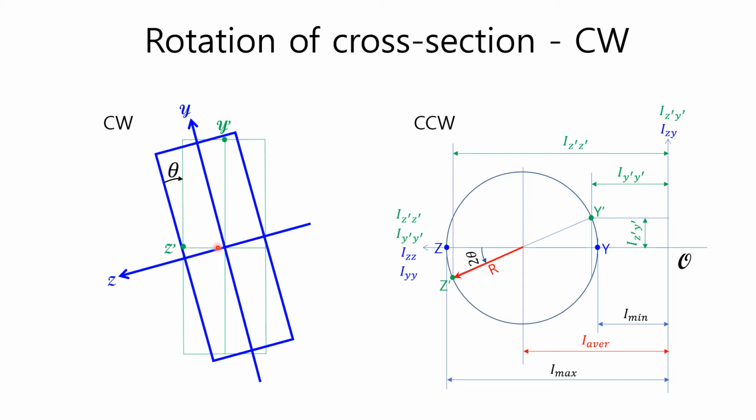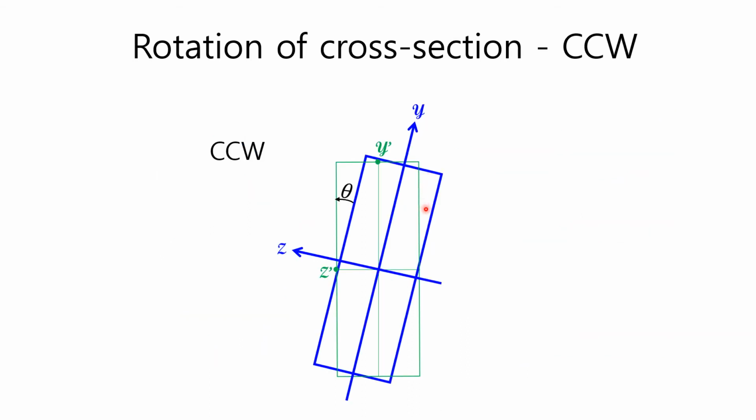In the figure on the left, the cross-section with the blue line rotated clockwise by theta and became the new cross-section in the green color. In the Mohr circle, it rotates counterclockwise by 2 theta.